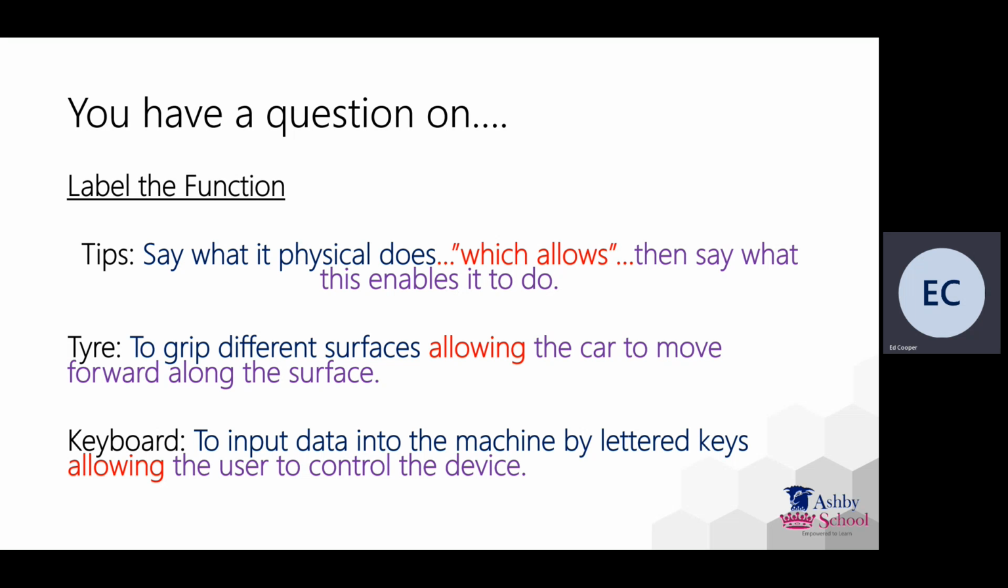If we're looking at a little remote control car one year, what was the function of a tire? It sounds an obvious one, but it's there to grip the surface, allowing the car to move forward along the surface. There's 2 marks for that question. So what does the tire do? It provides traction, giving grip to the car, allowing it to move forward. We're doing a little bit more than just one word or a couple of words. We're trying to explain everything as much as we can. Keyboard, what's the function of a keyboard? To input data into the machine by lettered keys, allowing the user to control the device. So we justify it. We're describing what it does and then justifying the benefit of that, what's the purpose of that.